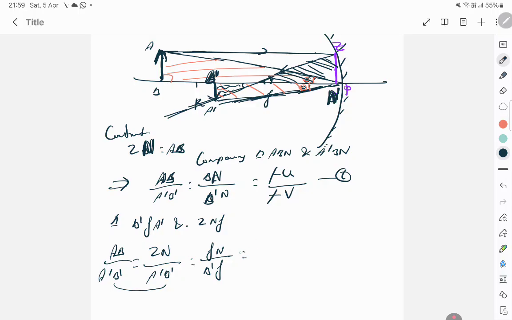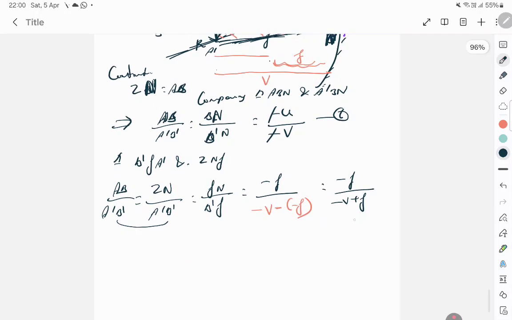What is FN? FN is this distance, which is the focal length, minus F. Then what is B dash F? Can you see? I'm going to write B dash F very carefully. Just notice B dash F is this distance, but all measurements are supposed to be made from the pole. So then this is nothing but this minus this: the image distance minus the focal length. And so then substituting, I'll get minus F by minus V minus of minus F, so therefore it becomes minus F by minus V plus F. So this is my second equation.